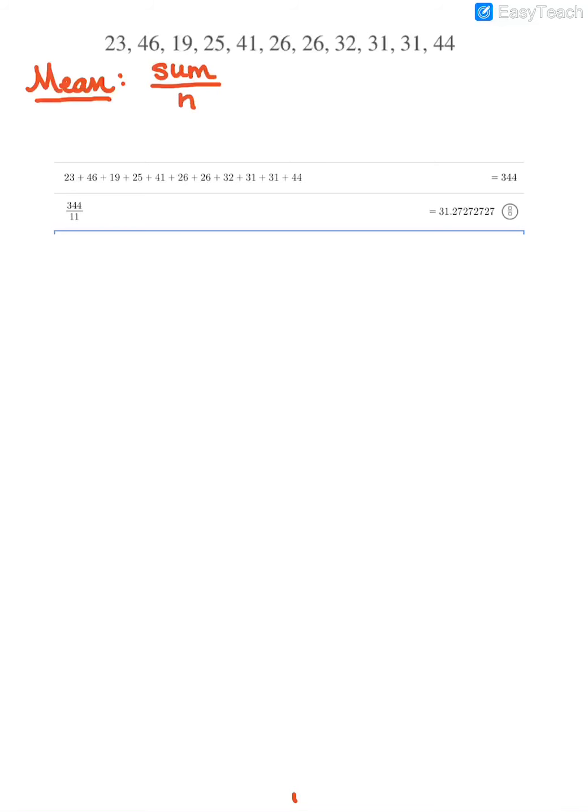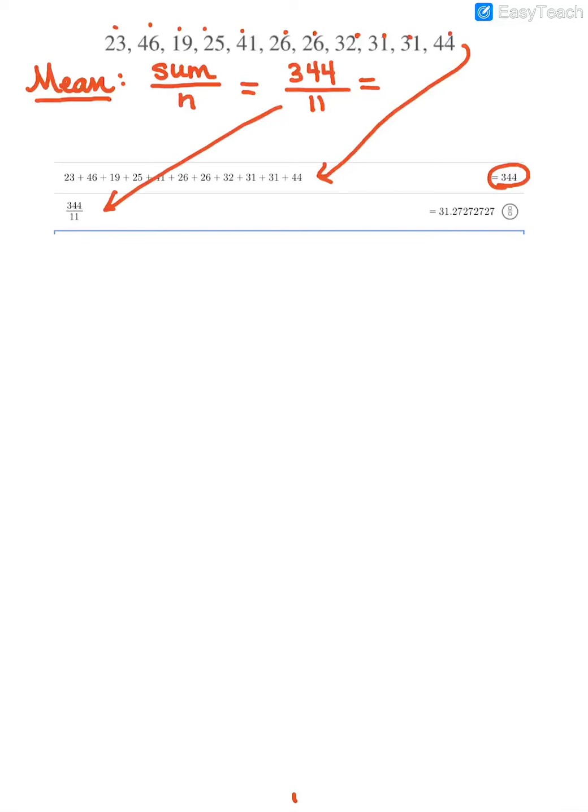And so what I did is I took these data values and in a calculator I added them up, and you can see that my total was 344. And then if you count them, there are 1, 2, 3, 4, 5, 6, 7, 8, 9, 10, 11 values. And so again, on a calculator, when I did 344 divided by 11, I ended up with a mean average of 31.27, depending on how many decimal places they ask you for.